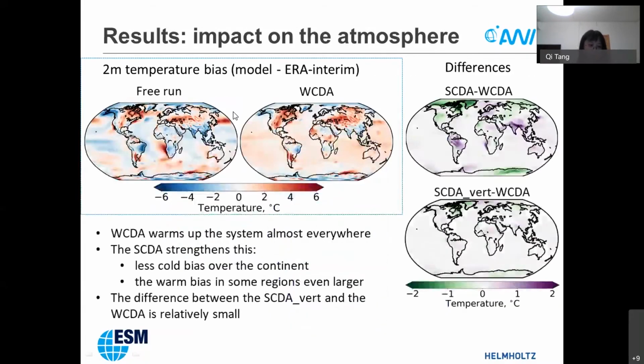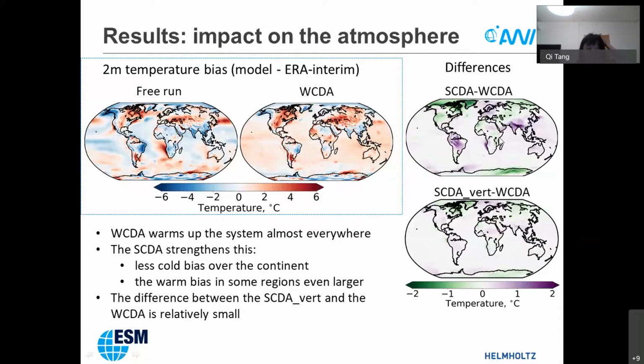On the left-hand side, we show the 2-meter temperature difference between the model simulation and the ERA-Interim data. In general, compared to the free run, the weakly coupled data assimilation simulation warms up the system almost everywhere. And the strongly coupled data assimilation simulation strengthens this even more, leading to a smaller cold bias over the continents, like the south of China, India, east coast of South America, and north of Africa.